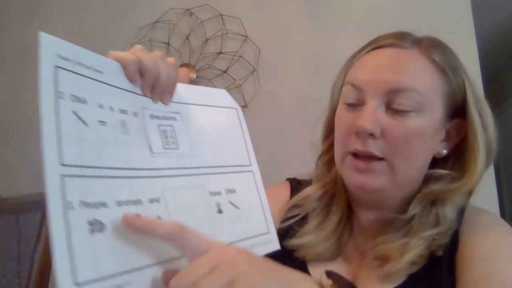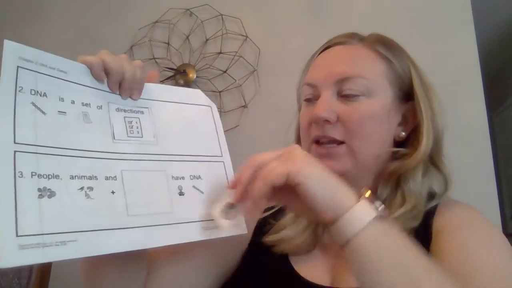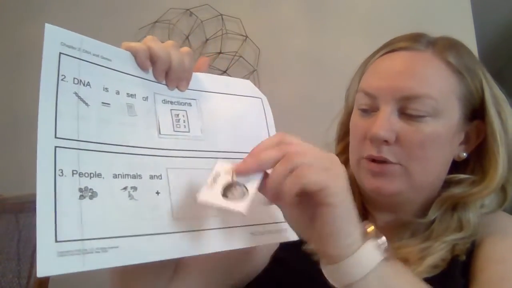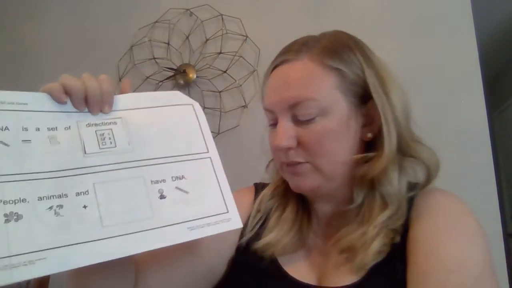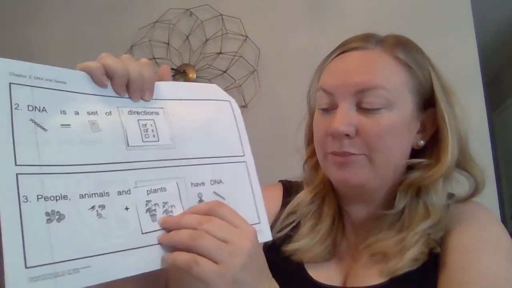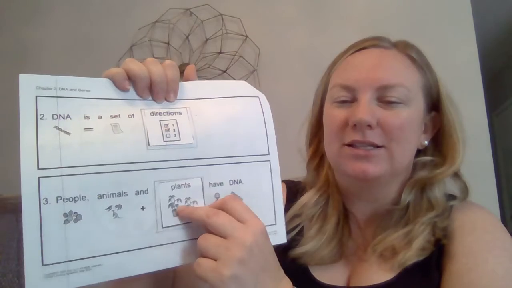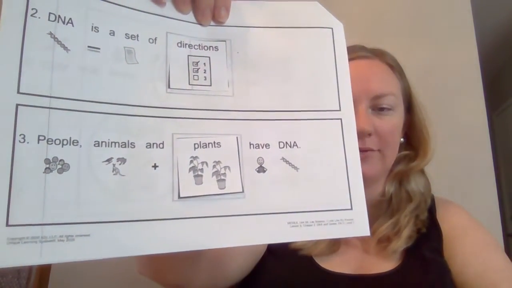All right, number 3, people, animal, and blank have DNA. Okay, people, animals, and traits have DNA? No, that doesn't make sense. Or people, animals, and plants have DNA. Yeah, this sentence makes sense. We learned that people, animals, and plants have DNA. That's what makes us living things. Okay, people, plants, and animals have DNA.